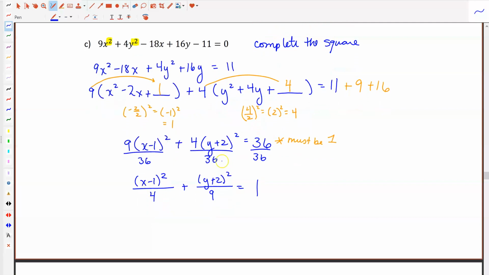So what do we know about our ellipse? All right, so this one is going to have a center at 1, -2. The value for a is 3. The value for b is 2. And the major axis is parallel to the y-axis, right? Because that a value was associated with my y variable.